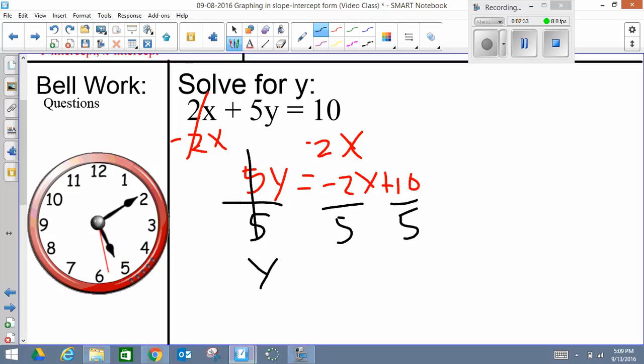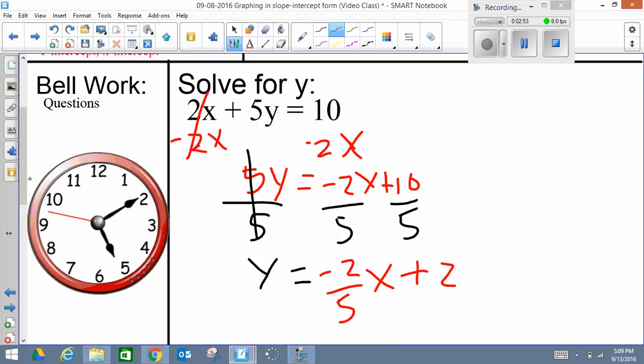So the 5's cancel out, and you have y equals. Because right now, what I have in front of the x is a fraction, and there's nothing that I can do about it. I'm going to keep the fraction. So I'm going to do negative 2 over 5 x, and then 10 divided by 5, it'll be positive 2.